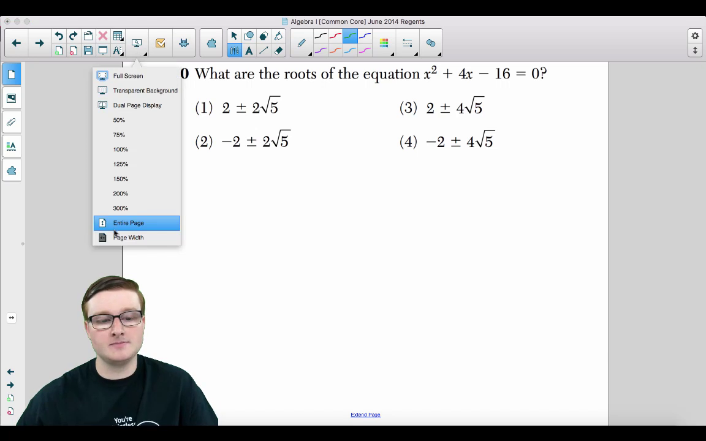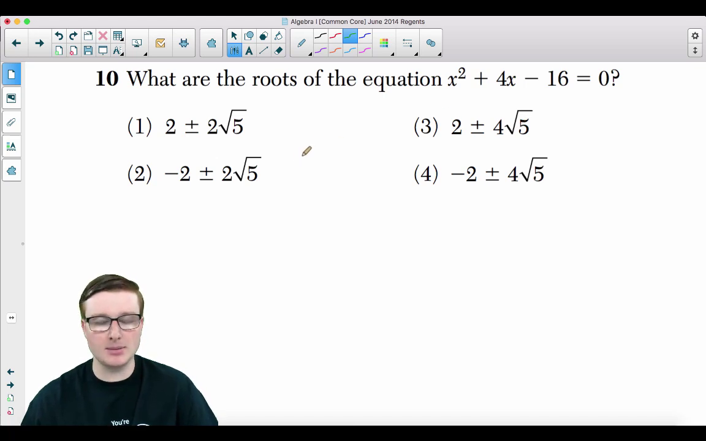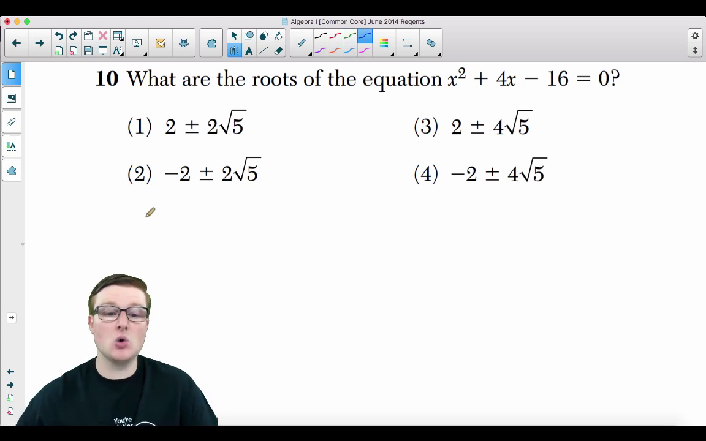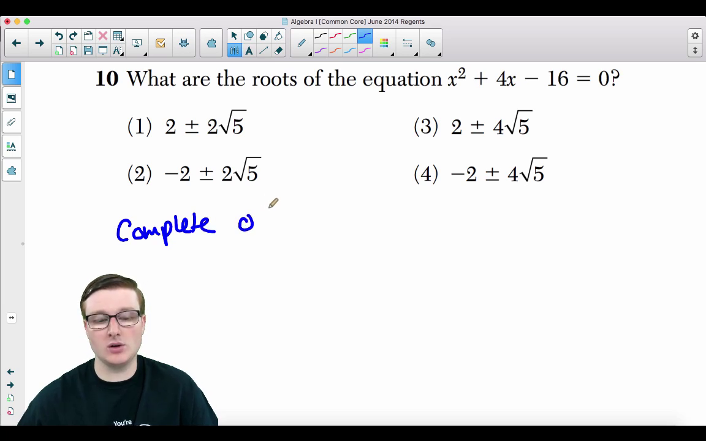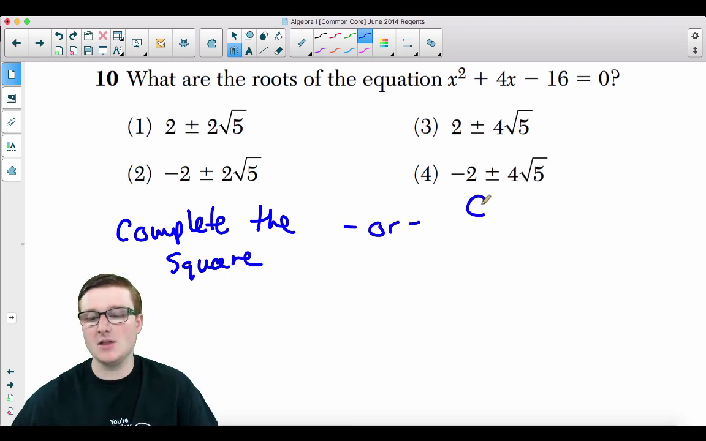Okay, so you could either do one of the following things. Now, since all of these answers are radicals, you know that it's going to be a little complex. You could either do completing the square, or you could do the quadratic formula. So it is your option. It's your choice of what you want to do. By the way, the quadratic formula is on your reference sheet.